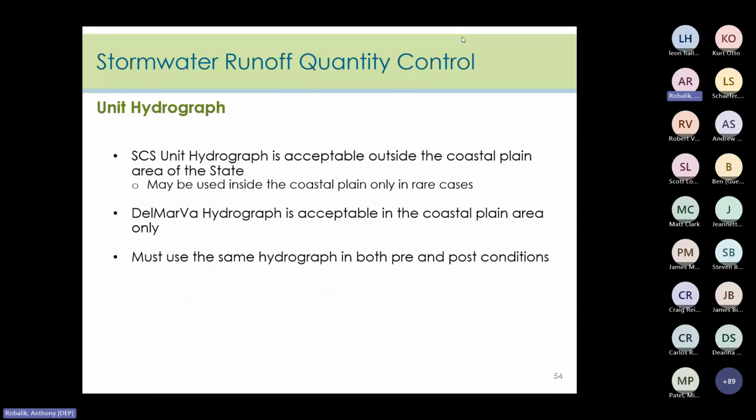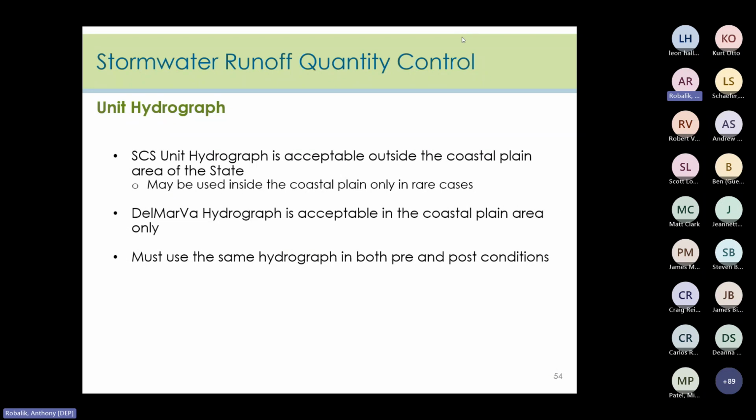Okay, so let's continue with unit hydrographs. So we have two types of hydrographs, the SCS hydrograph and the Delmarva hydrograph. When reviewing the NRCS method calculations, the SCS unit hydrograph should only really be used outside of the coastal plain area of the state, except in very rare cases where the design engineer can prove that the conditions that characterize use of the Delmarva hydrograph are in no way present on site within a coastal plain, or use of the Delmarva hydrograph is not permitted, such as when sizing an MTD.